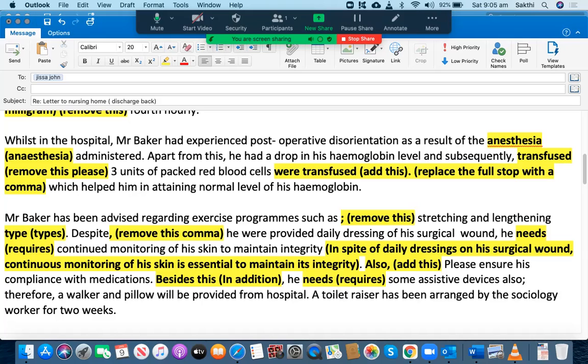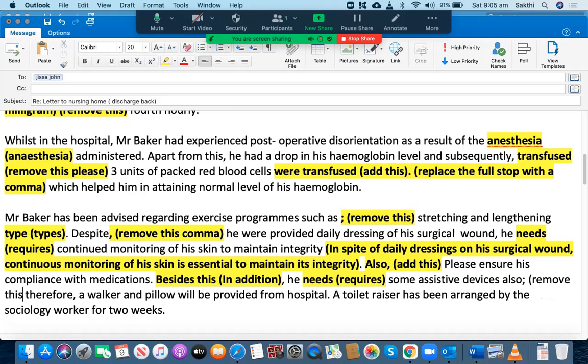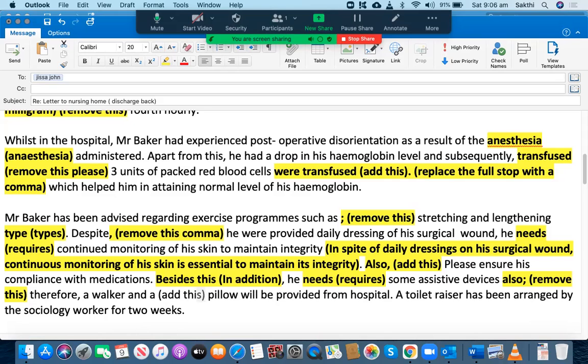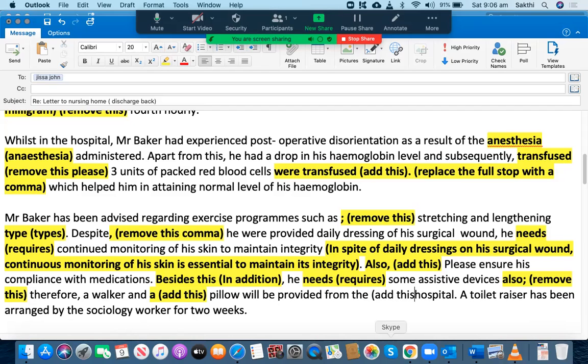So what she could have mentioned is in addition, comma, he requires some assistive devices. Okay, so also must have been removed from this letter. Look at this. This must have been removed. Okay, right. Therefore, a walker and pillow. Okay, so and a pillow. Remember that for all the equipment that you write, you need to use an article before that, if those equipment are mentioned in a singular noun. For example, a wedge pillow, a walker, a walking stick, and so on. Okay, pillow will be provided from the hospital. Okay, so we need to write down the hospital.